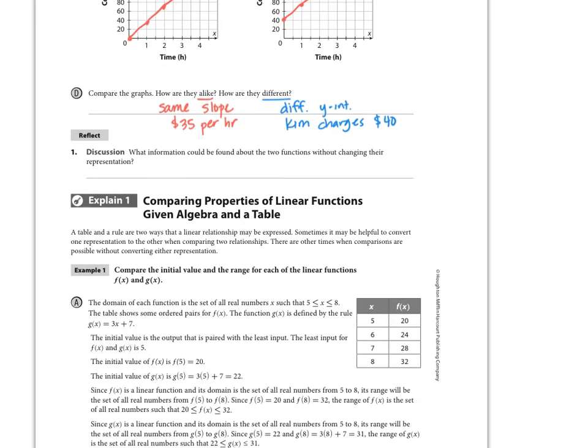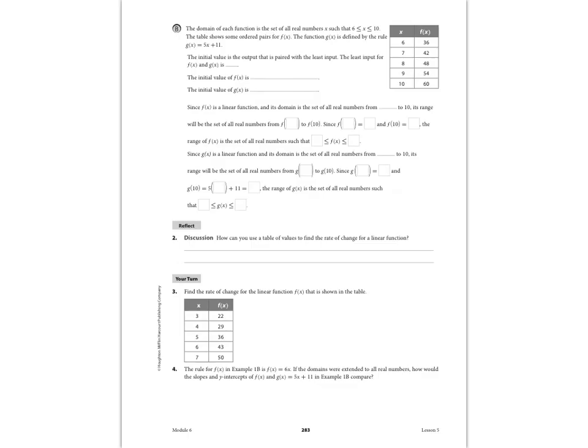Okay, so now we're going to be looking at a couple more examples. We're going to be looking at tables, and looking at this thing called initial value and comparing ranges. So let's look at the Your Turn.